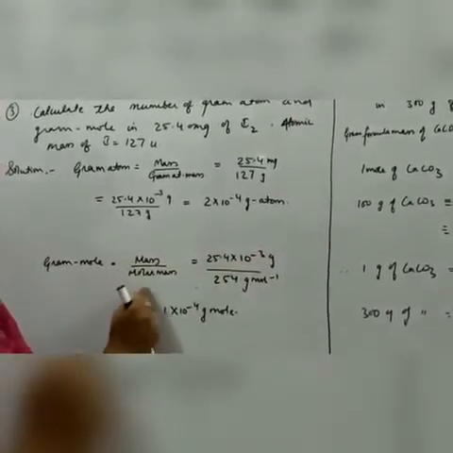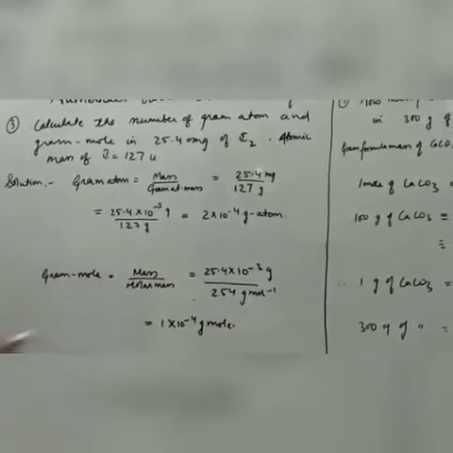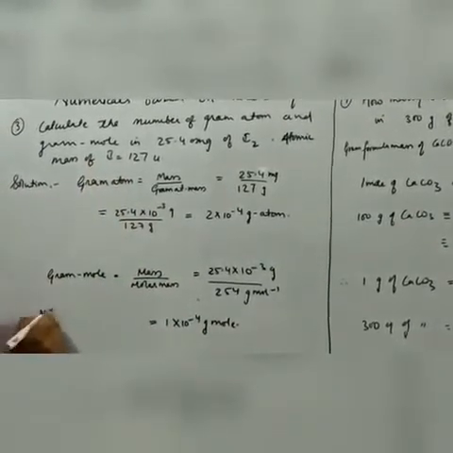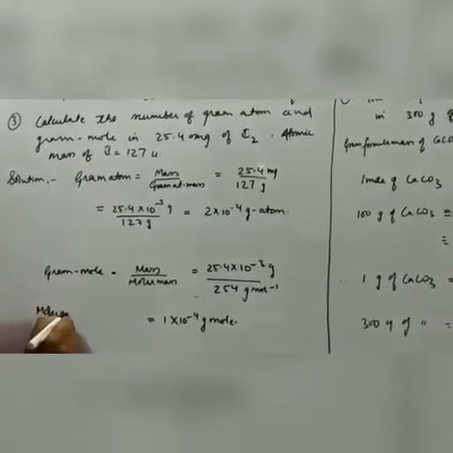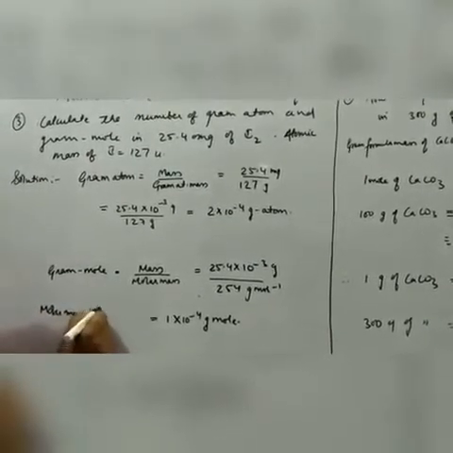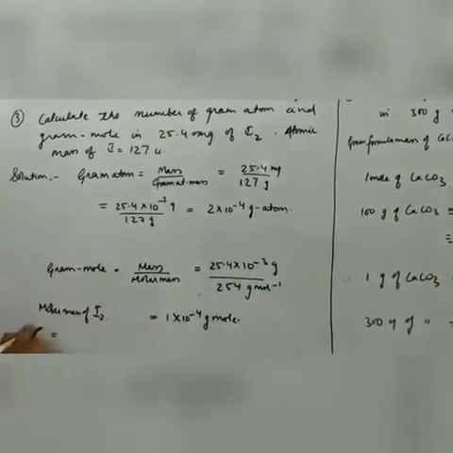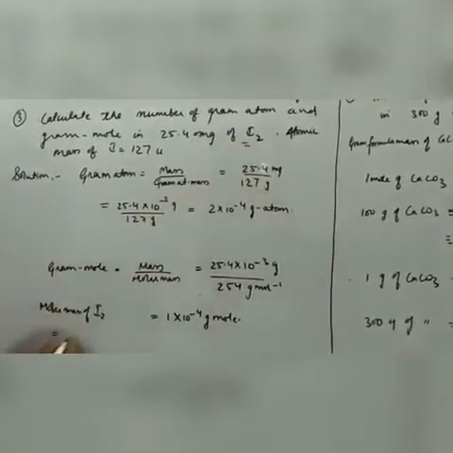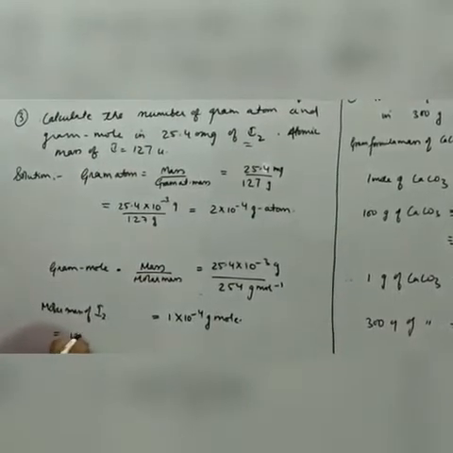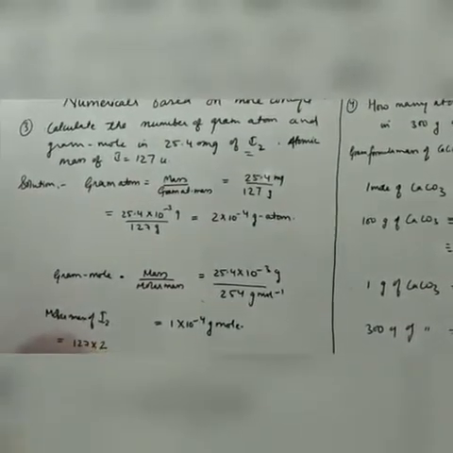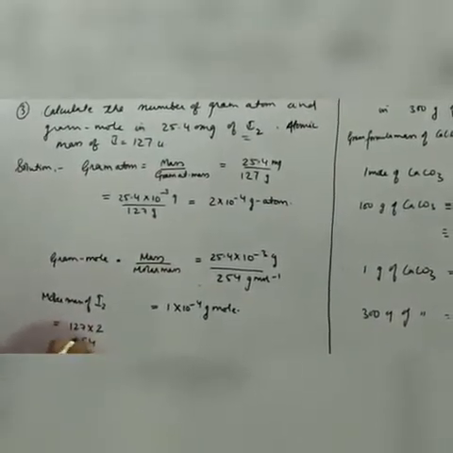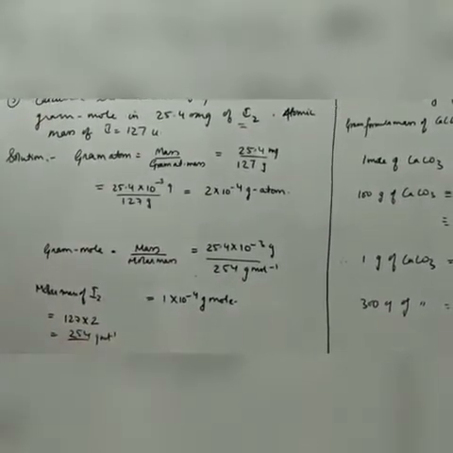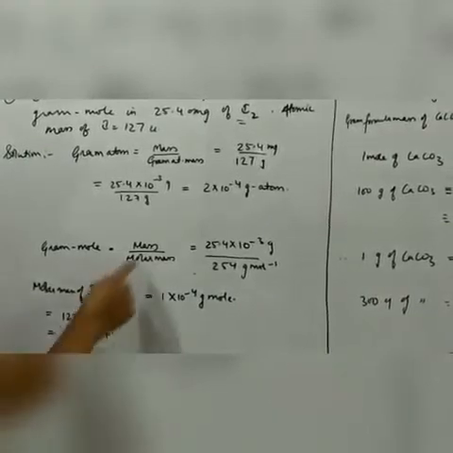Now the molar mass of iodine. Here it will be considered as a molecule, so it is 127 into 2. So you will get 254 gram per mole as the molar mass of the iodine.